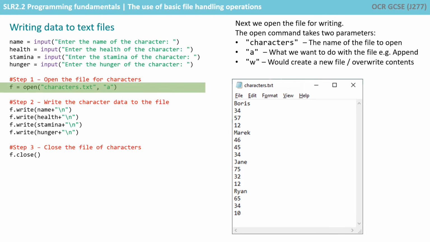The next thing we have to do is to create a connection or a link between our program and our physical file characters.txt. So like before, we say f equals open, and then we supply 2 parameters, the name of the file we want to connect to, in this case characters.txt, and now we're supplying the second parameter a, and a means we want to append or add to the end of that file.